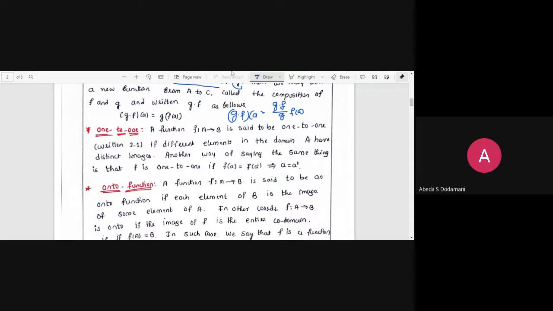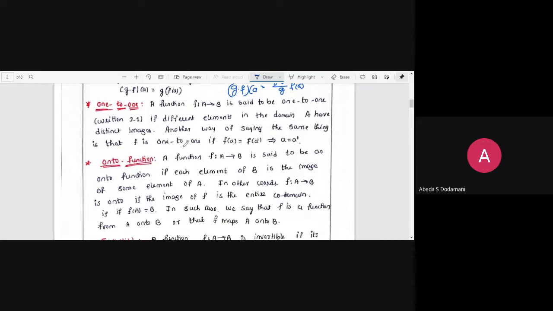Am I clear with the composition function? Quickly just say yes from G section and H section. Yes, ma'am. Okay.